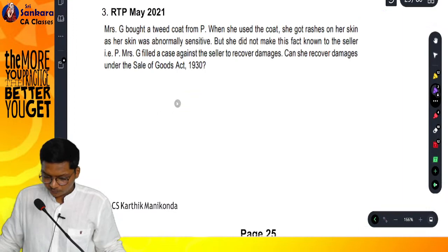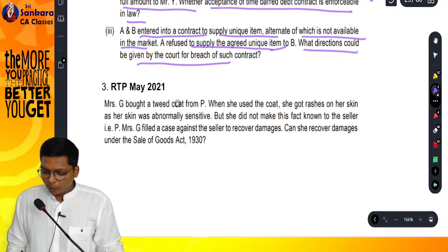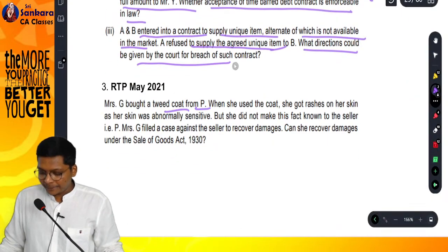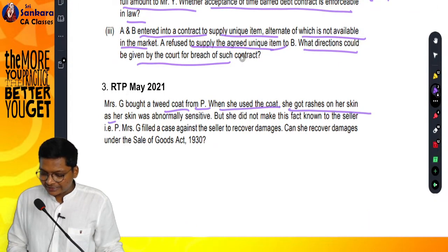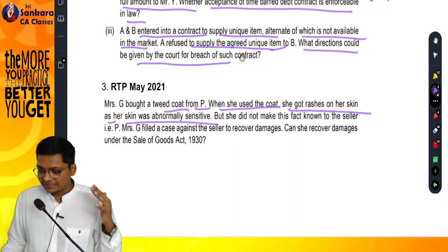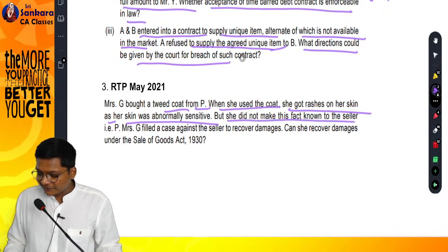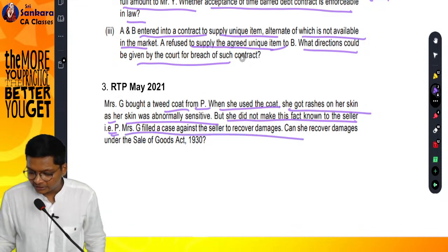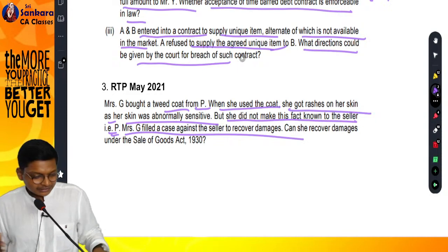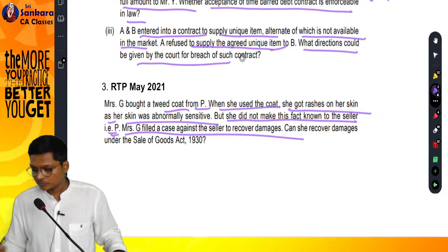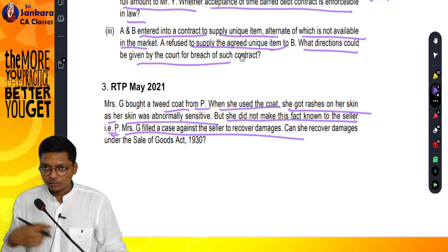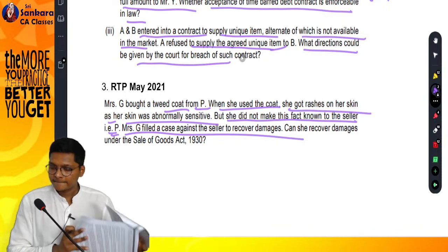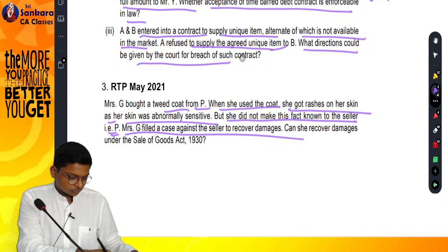Next, question number 3. G bought a tweed coat from P. When she used the coat, she got rashes on her skin, as her skin was abnormally sensitive. But she did not make this fact known to the seller, that is P. Mrs. G filed a case to recover damages. Can she recover damages under the Sale of Goods Act? This side, no. Other side, yes or no?